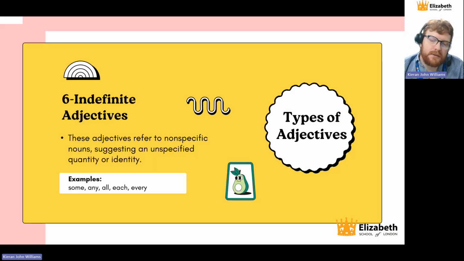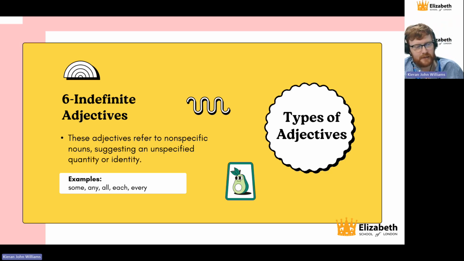Okay, and next we have indefinite adjectives. These describe something, but in a non-specific way, not telling us how much or who or what specifically it is. So here you've got things like some, any, all, each, and every. "I met some people today." Okay.